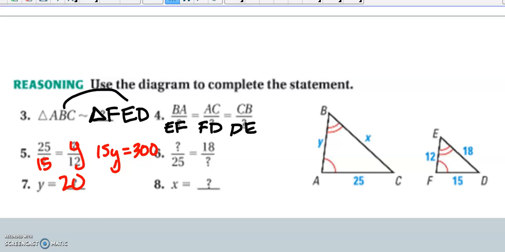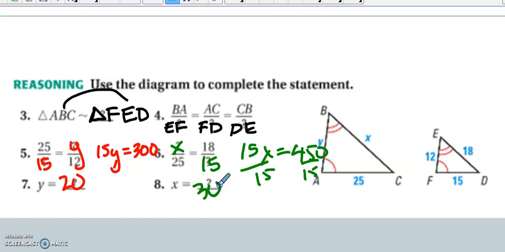And the same thing over here. They're helping you set up the proportion to solve for X. So it looks like they're saying left side or right side is to bottom as right side is to bottom. You could use their proportion, or you can set up your own. You could say bottom is to bottom as right side is to right side, or bottom is to right side as bottom is to right side. Either way, you'll end up with the correct answer. And 25 times 18 looks like 450. Divide each side by 15. Looks like X is going to be 30.